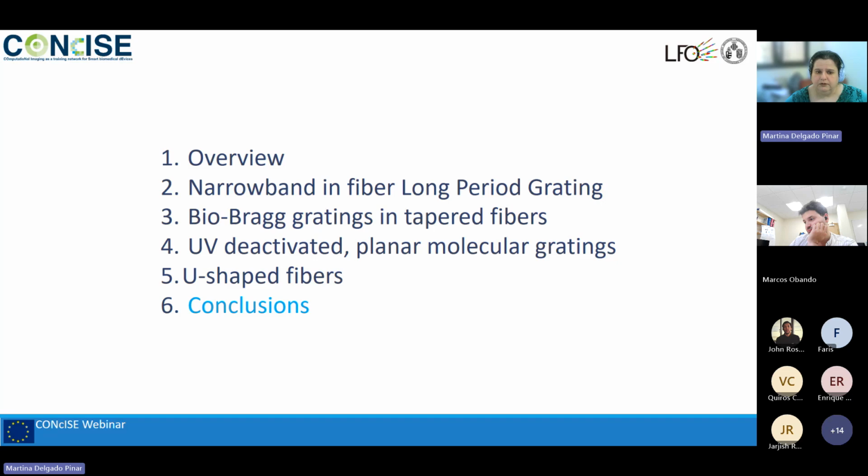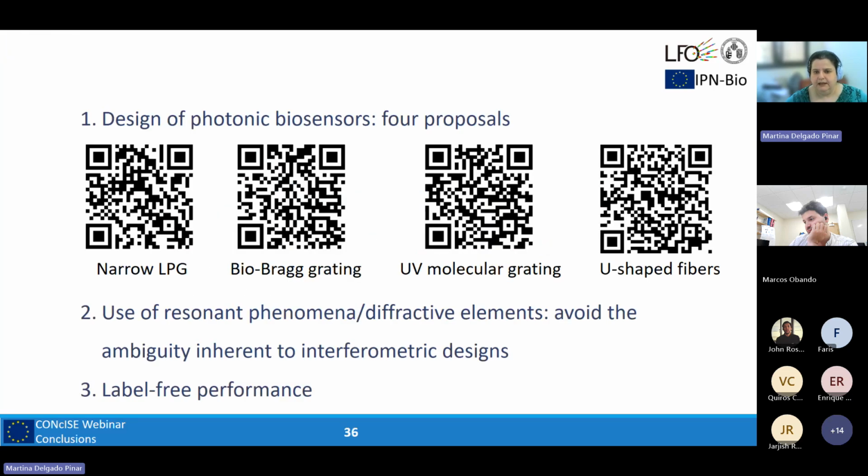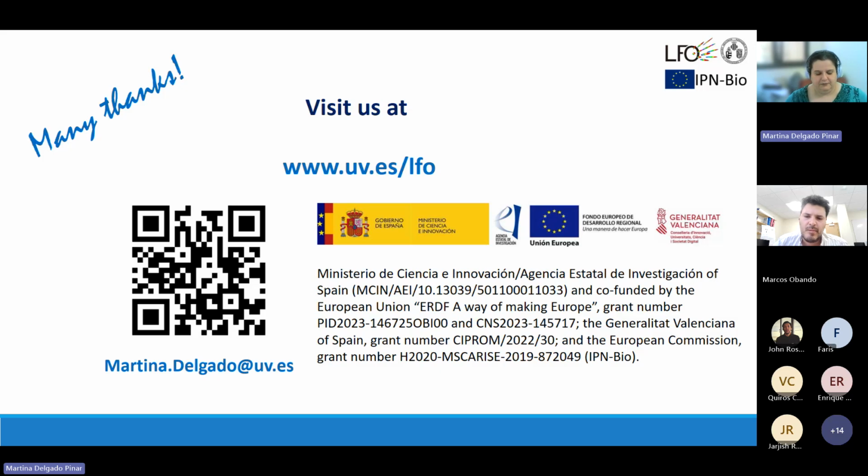So just to conclude, I have presented 4 approaches for different biosensors. All of them are based on resonant phenomena. So compared to the interferometric techniques, it's not ambiguous as the other techniques are, and all of them are label-free. So thank you very much for your attention, and I'm ready to answer any question that you may have.